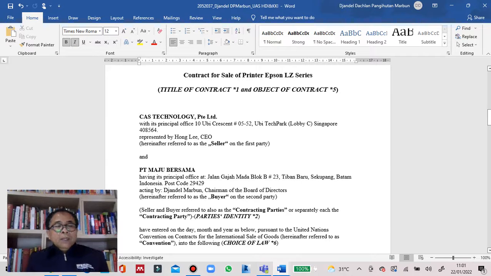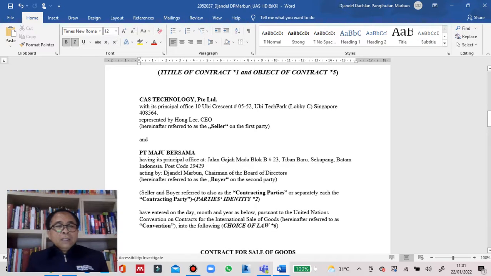Okay. Below is TAS Technology Private Limited, which has its principal office at 10 Ubi Crescent, number 5-82, Ubi Tech Park, Lobby C, Singapore, represented by Long Hee Hong Lee as CEO. Hereinafter referred to as the seller or the first party.